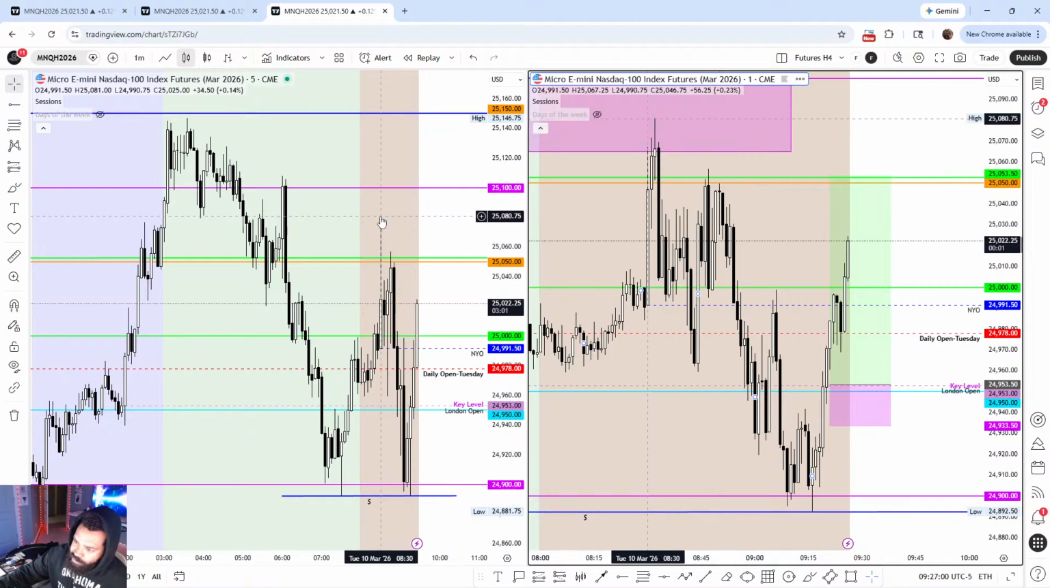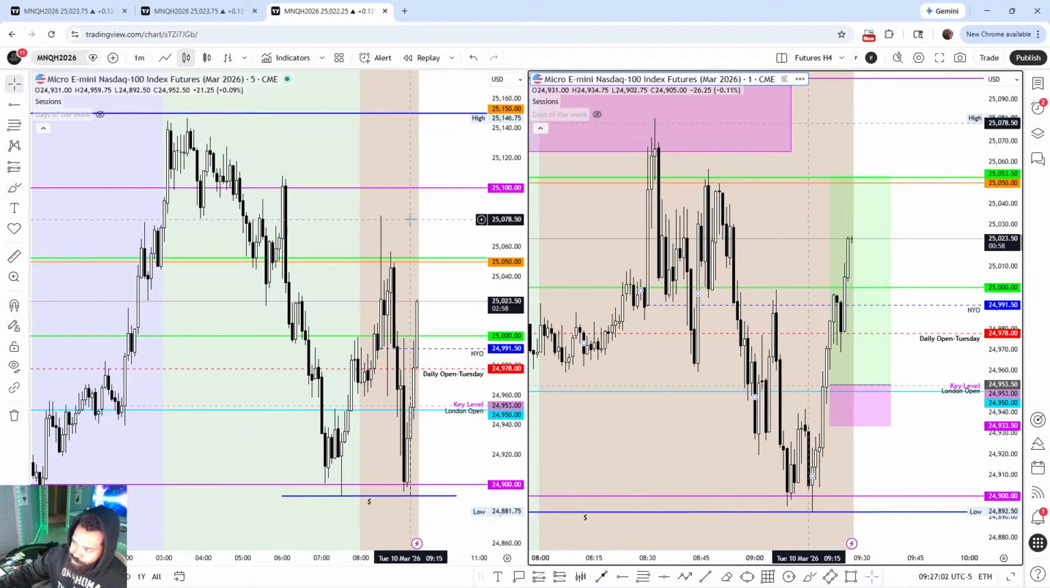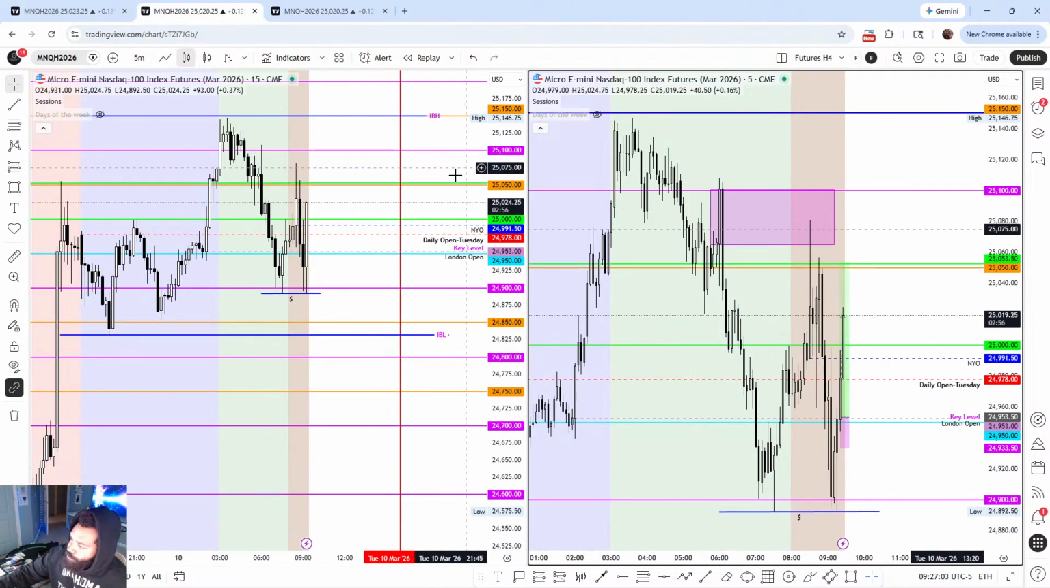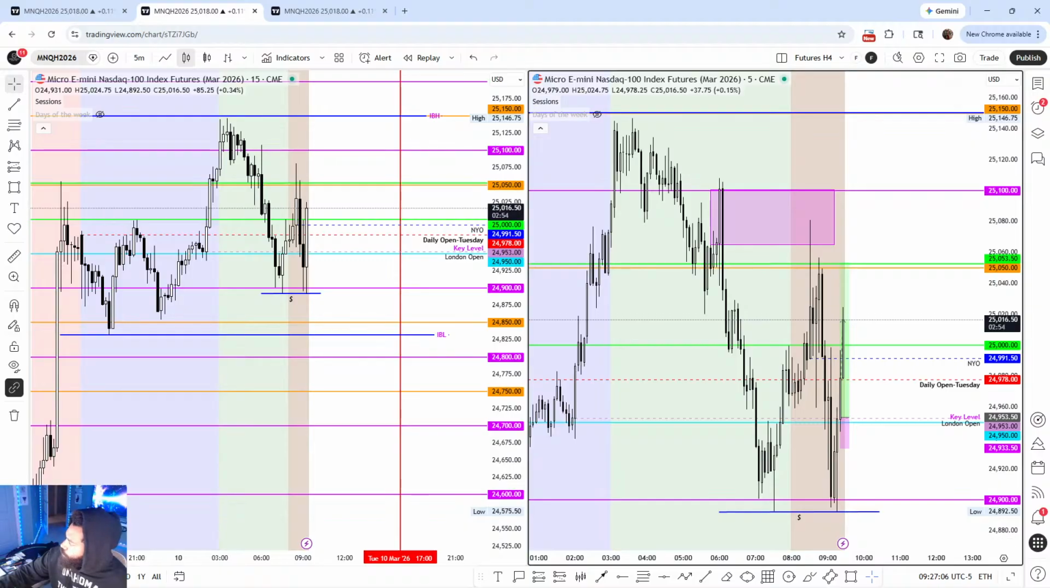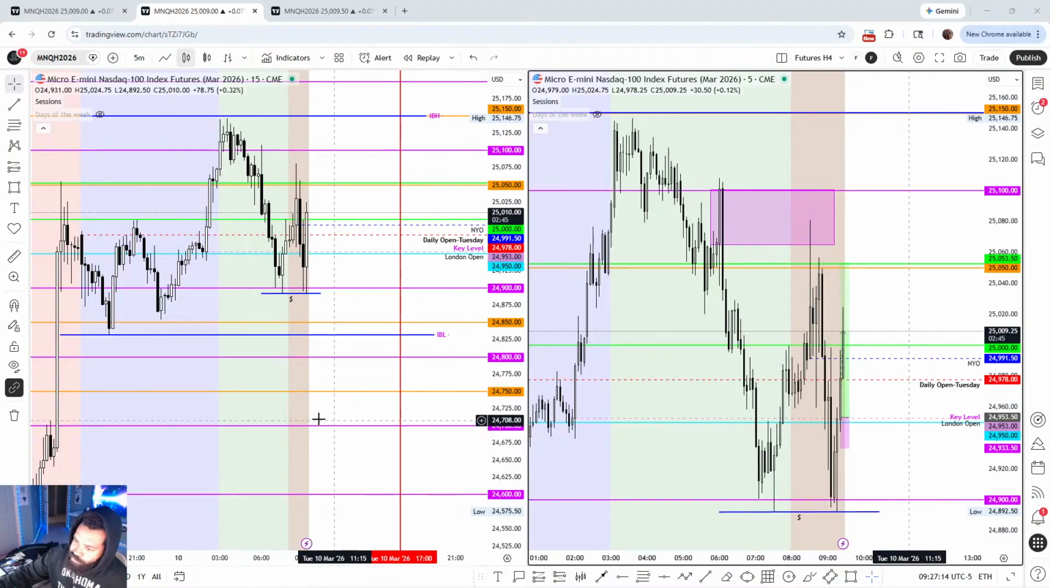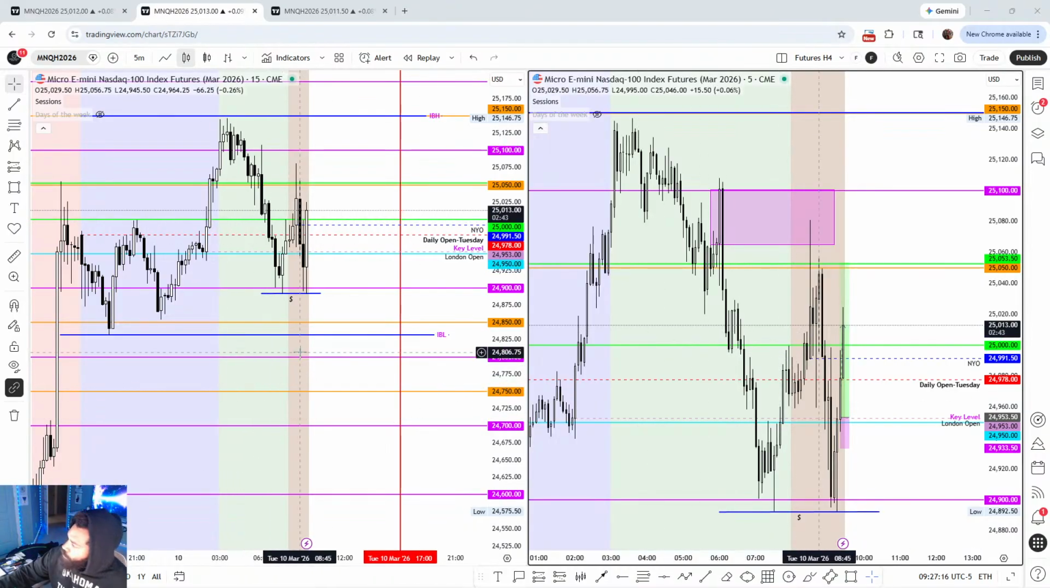Really what you want to see is just that 5-minute break of structure, and you should be pretty good on your trade if these are going to rally. Okay. So I would keep them very tight though with those double bottoms right there.